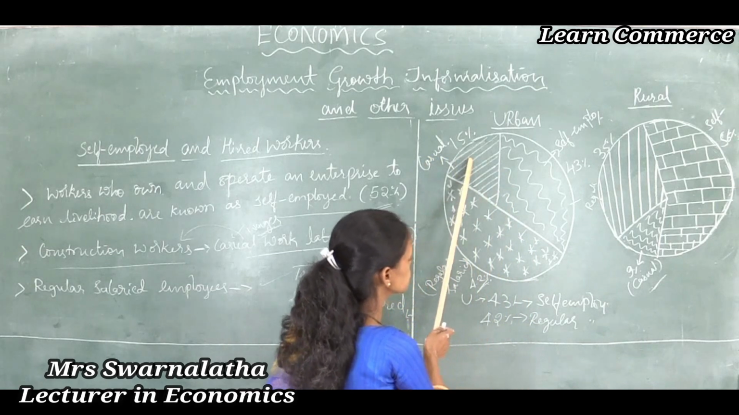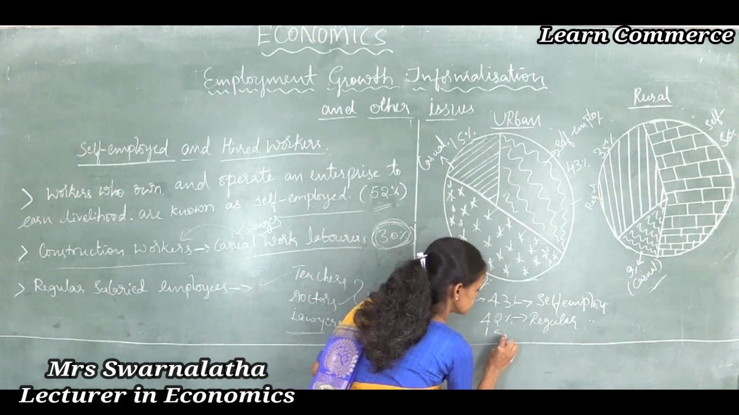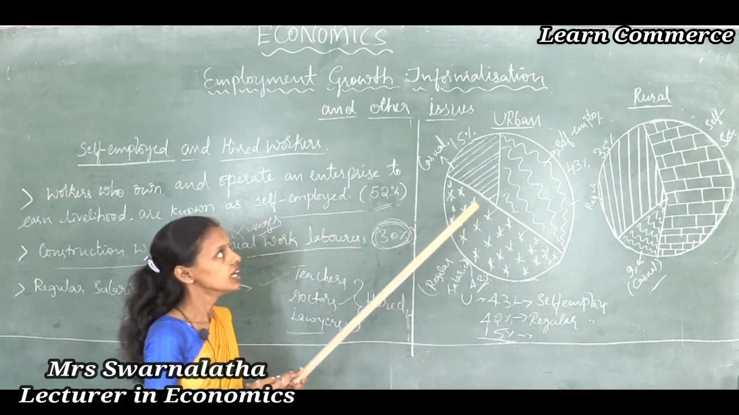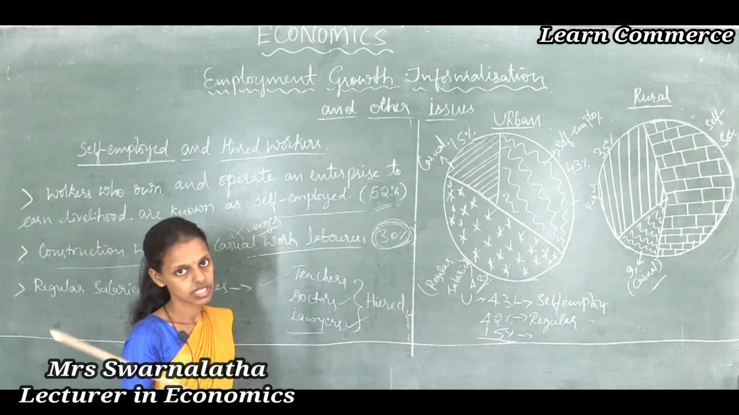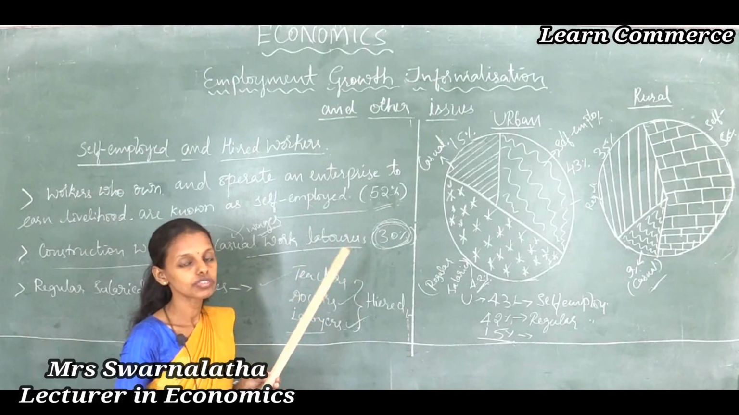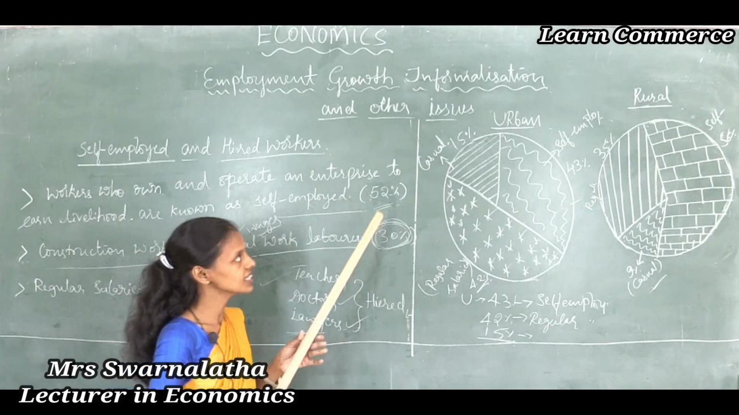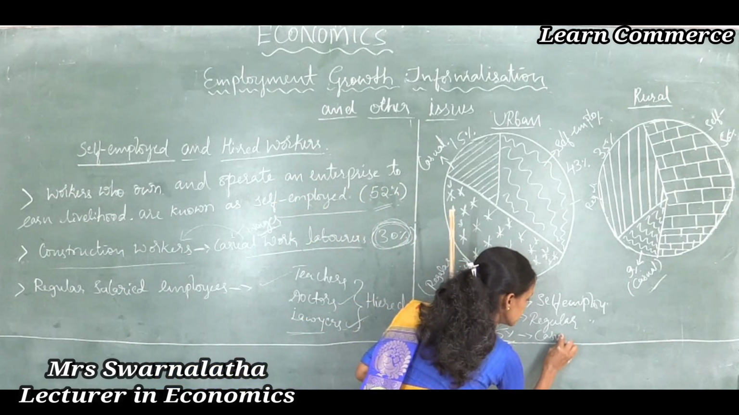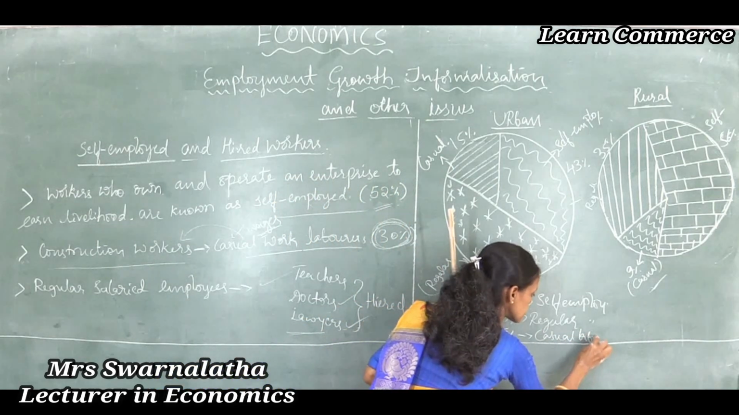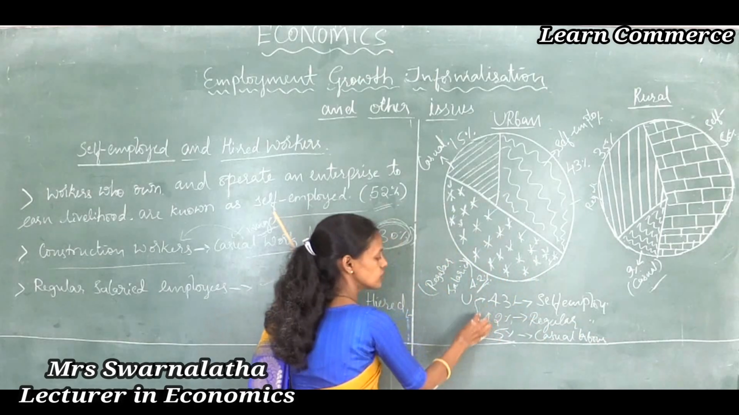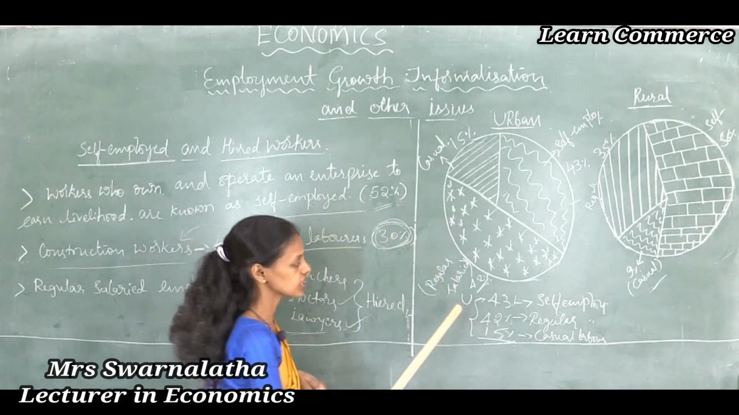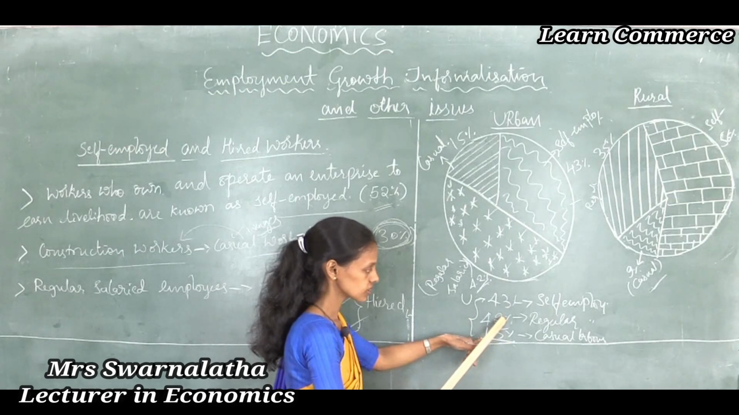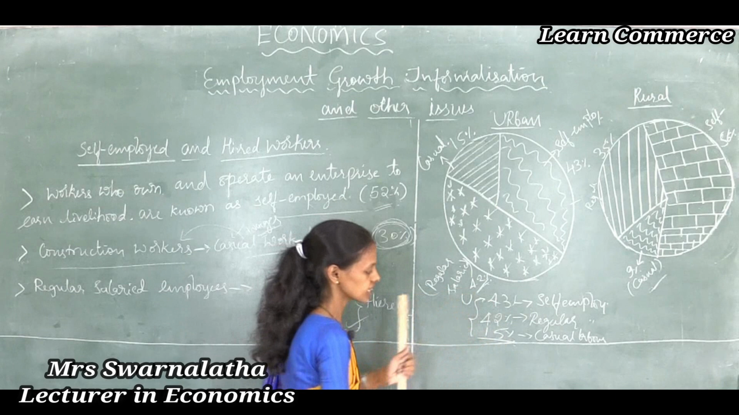Then about 15% of the people are construction workers. In urban areas only 15% of the people are engaged as construction laborers or casual laborers. So count this, it comes to 100%: 43% plus 42% plus 15%, 3 plus 2 is 5, 5 and 5 is 10, 100%.